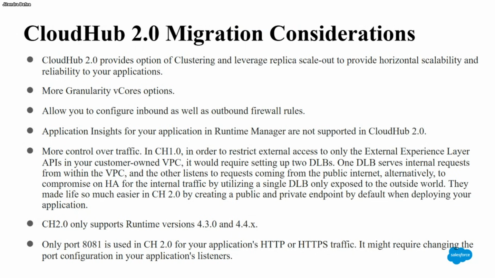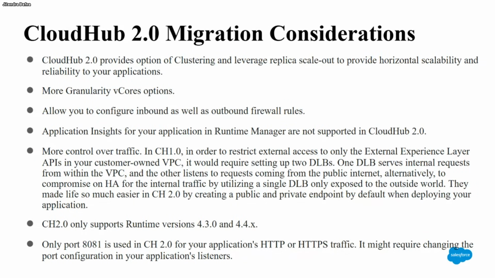In CH1, if you want more control over traffic, in order to restrict external access only to the external experience layer API in your own customer setup, it would require the DLB. It requires setting up two load balancers, one DLB for internal requests and another for the public internet. We have seen that we need two DLBs, right? The alternative is to compromise HA for internal traffic by utilizing a single DLB. Basically, we need to create and manage a dedicated load balancer for internal traffic, and another dedicated load balancer for external traffic.